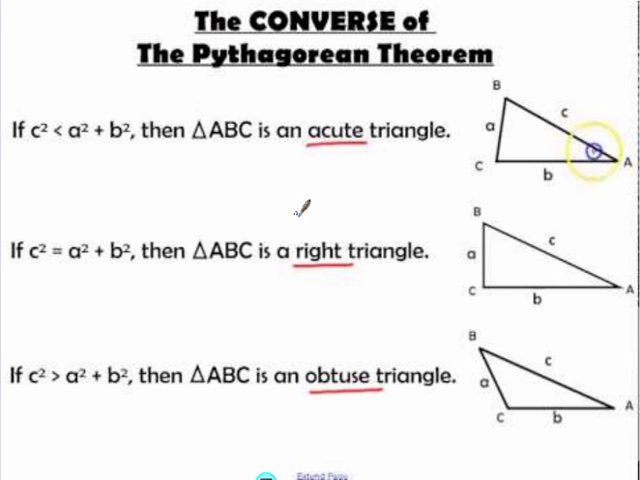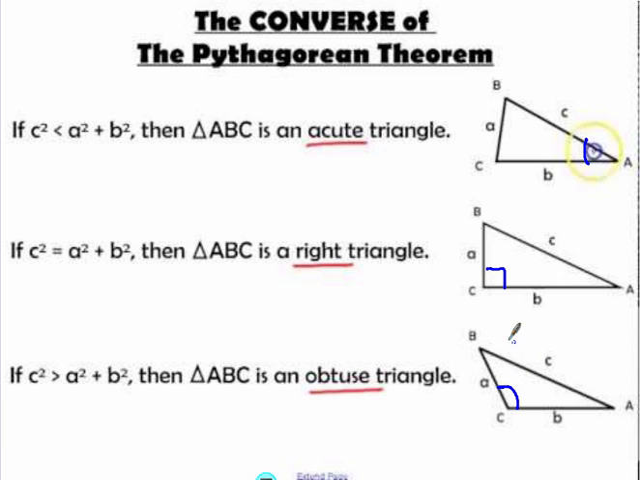So the way this works is, we know that if a squared plus b squared equals c squared, then I'm dealing with a right triangle, and I've got a right angle here. But if a squared plus b squared is greater than c squared, then I'm dealing with an acute triangle, and this is an acute angle here. Similarly, if a squared plus b squared is less than c squared, then I end up with an obtuse triangle, and this is an obtuse angle instead of a right angle.